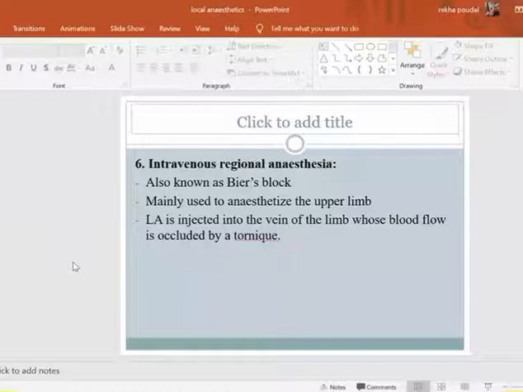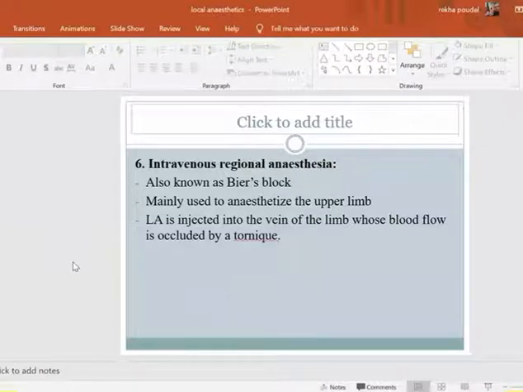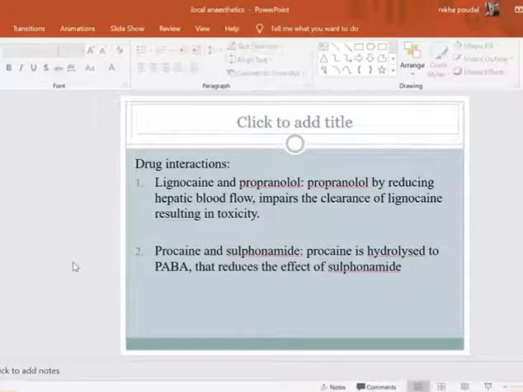You have to know in detail about spinal anesthesia, the contraindications of spinal anesthesia, and the most common adverse effects seen with spinal anesthesia. There are also certain drug interactions. If a local anesthetic like lignocaine is given along with the beta blocker propranolol, propranolol reduces hepatic blood flow and impairs the clearance of lignocaine. So there will be lignocaine toxicity, and the patient may have restlessness, increase in BP, etc.